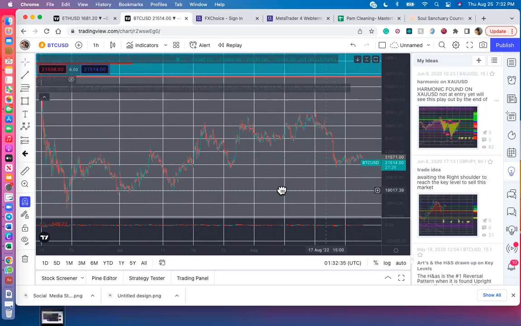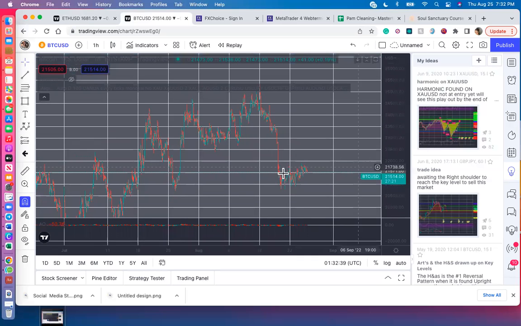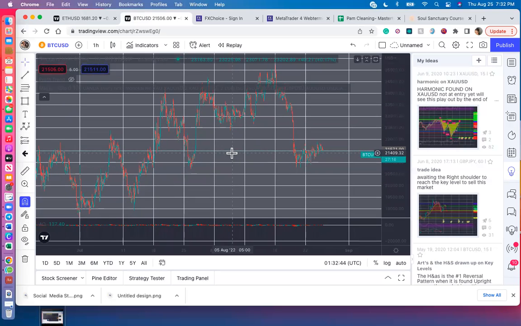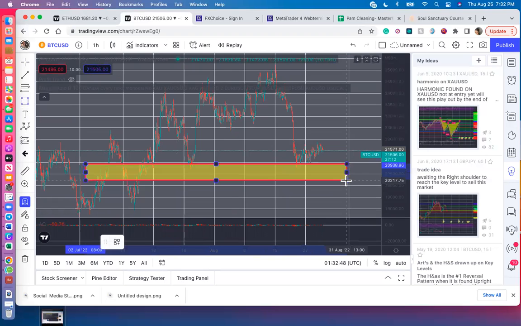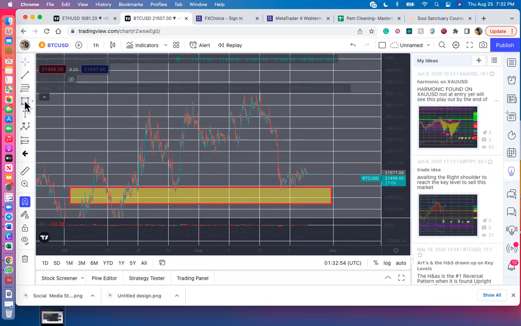All right, that's really all we got here on the hour. So let's go from, I'm going to highlight an area here. Let's go from this area. We'll measure this area up here, okay? Oh, this area here.